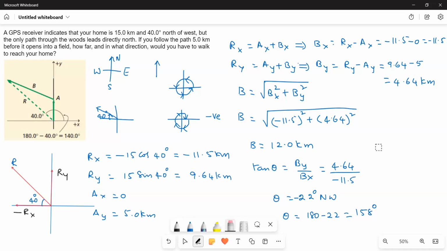Here, Rx is equal to Ax plus Bx. Therefore, Bx is equal to Rx minus Ax. Rx is equal to negative 11.5 and Ax is equal to 0, so this is negative 11.5. Then Ry is equal to Ay plus By. Hence, By is equal to Ry minus Ay. Ry is equal to 9.64 and Ay is equal to 5. That is why we got 9.64 minus 5 is equal to 4.64 kilometers. The rest is like this.